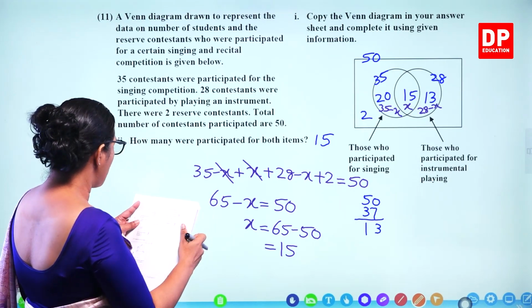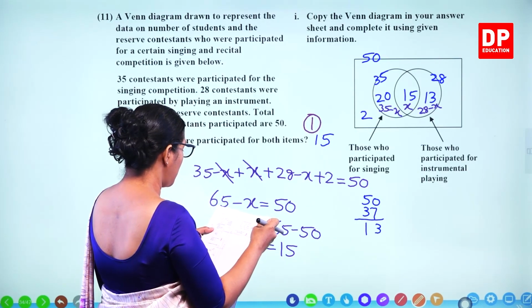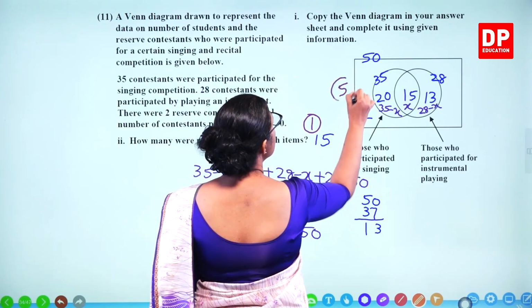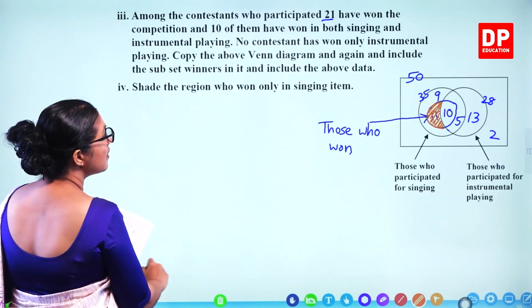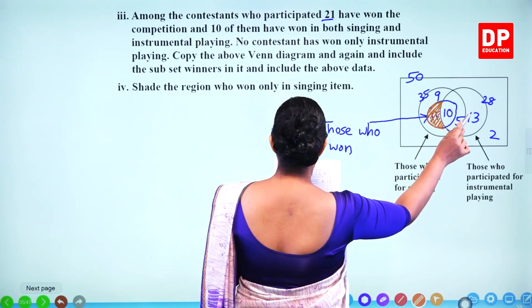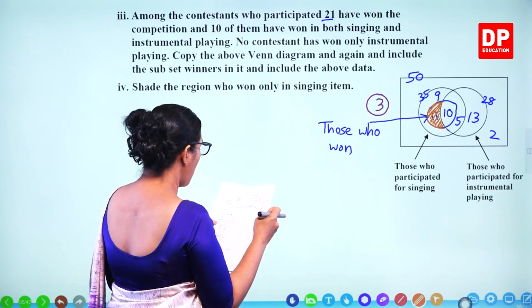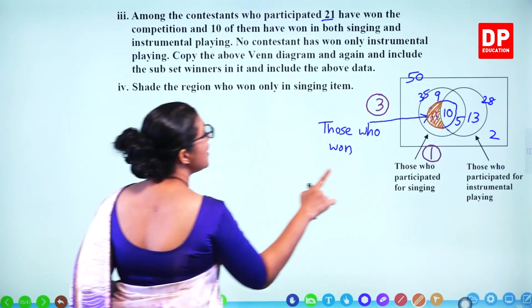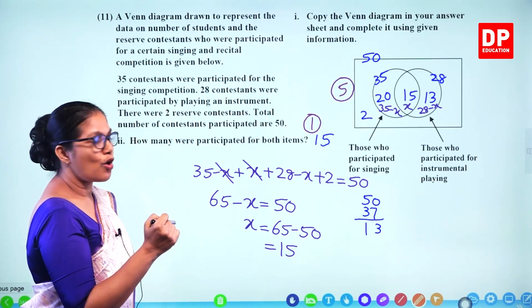Now we'll see how many marks for each step. So we did this part: 15, just 1 mark. And 5 marks for marking 20, 15, 13, 2. So 5 marks here. And then the third part, 3 marks: 11, 10, 5, 9, 13. So 3 marks for this. And the last part, shading this region, that's 1 mark. 1 plus 5 plus 3 plus 1, 10 marks altogether.